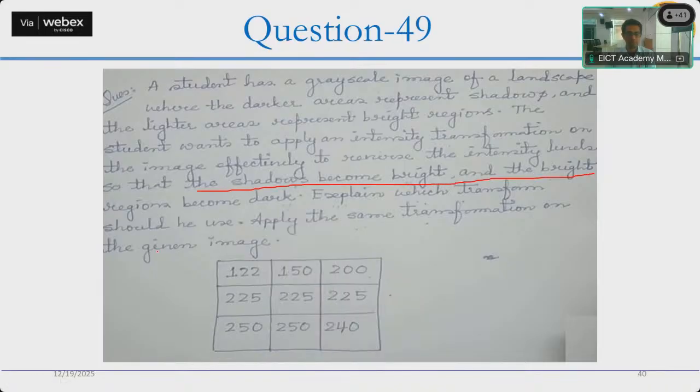Shadows become bright and the bright regions become dark. See, this is basically the condition where it has been asked. So how will you do it? See, these are basically the real problems when you go through the basics. So are you able to? This is our part, how we are applying the basics in the application.